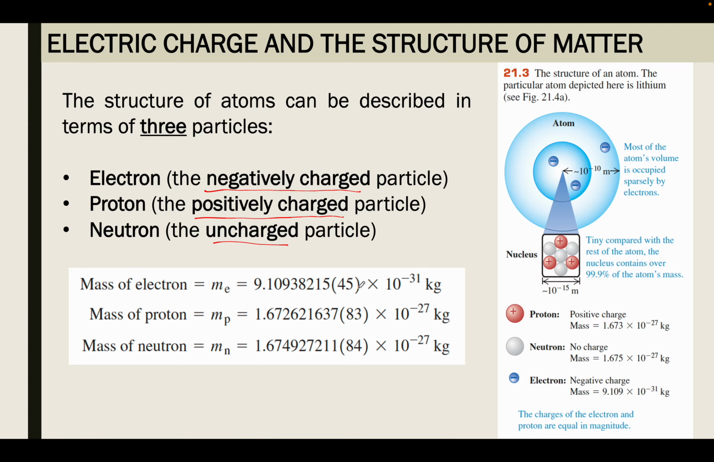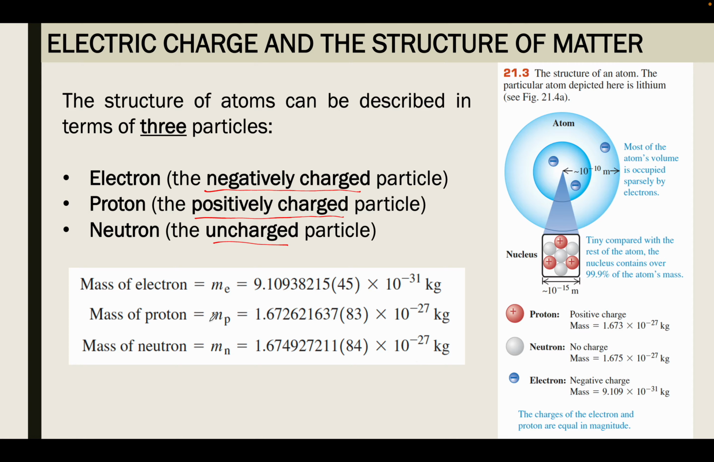The mass of the electron is 9.1093815 times 10 to the power of negative 31 kilogram. The mass of the proton is 1.6726216373 times 10 to the power of negative 27 kilogram, and the mass of the neutron is 1.674927211184 times 10 to the power of negative 27 kilogram.